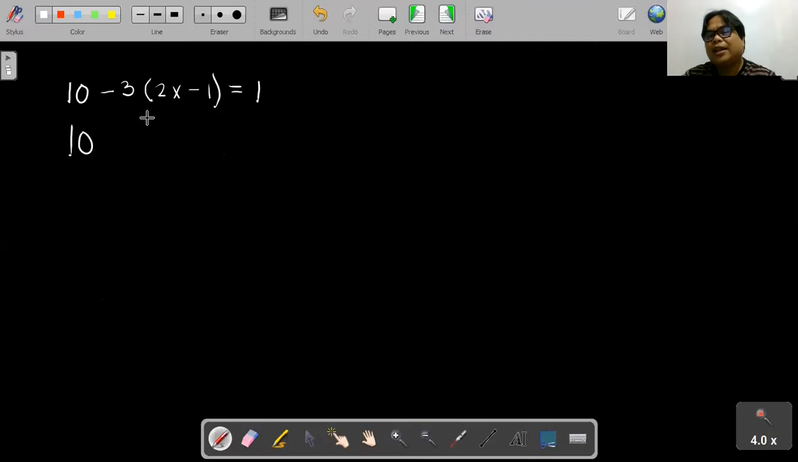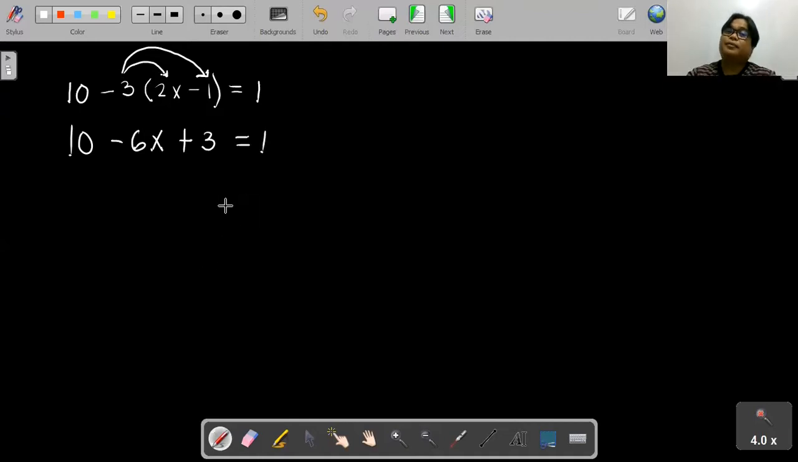Again, the negative 3 here needs to be distributed to the entire term inside the parentheses. So this becomes negative 3 times 2x, that becomes minus 6x. After that, distribute the 3 once again to the next term, which is minus 1. So that becomes minus 3 times minus 1, that becomes plus 3. Equals to 1.